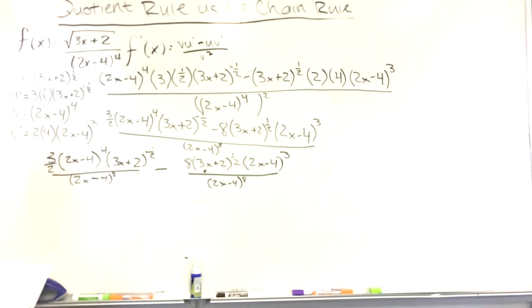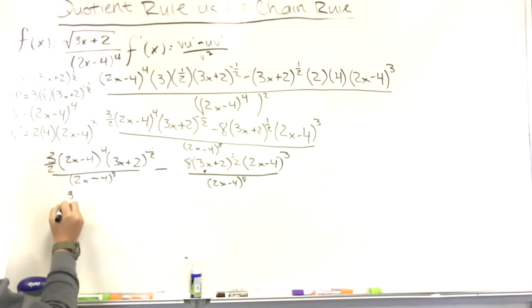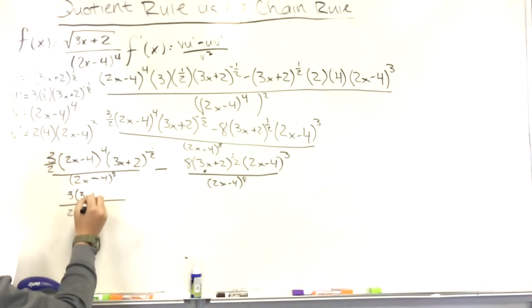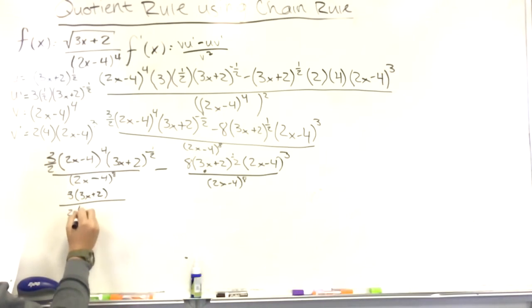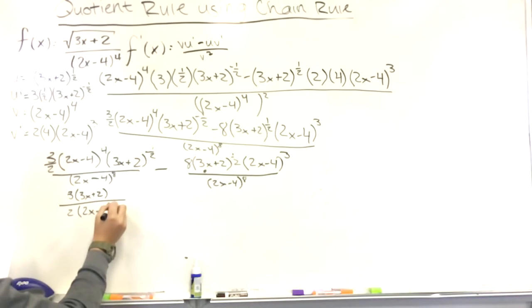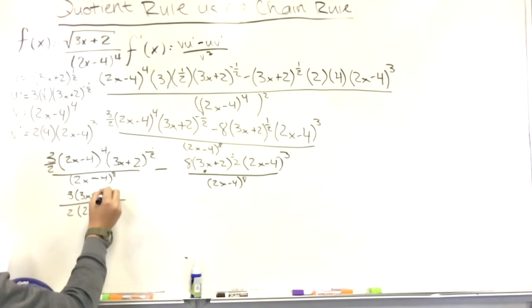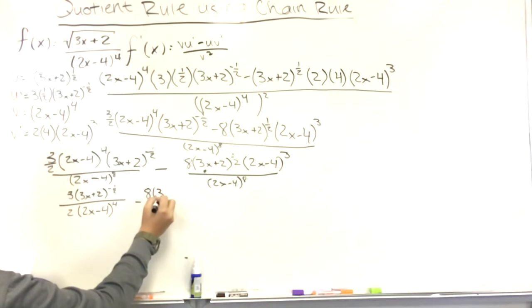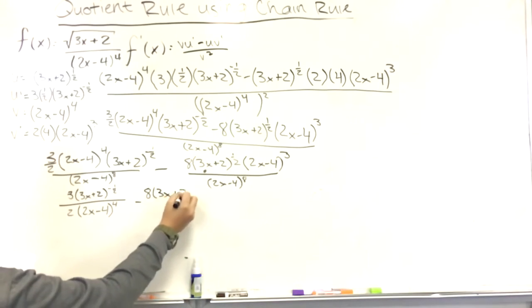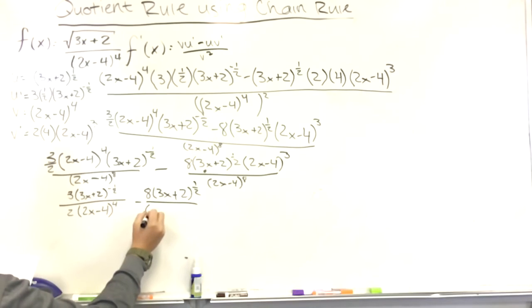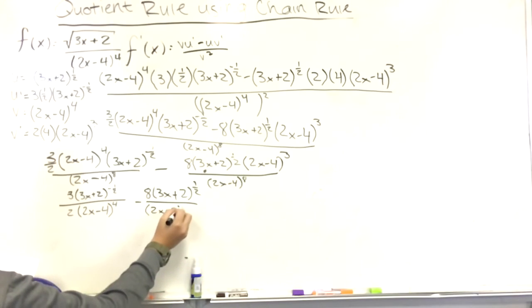At this point, we're able to simplify our fractions. 3x plus 2 to the negative 1/2 on the top. And on the bottom, we're going to have 2 times 2x minus 4 to the 4th. The reason it's to the 4th is because we subtract the exponents on the top and the bottom. It's 3x plus 2 to the 1/2, and then 2x minus 4 goes to the bottom. So we have 2x minus 4 to the 5th, because we subtract the exponents, 8 minus 3 equals 5.